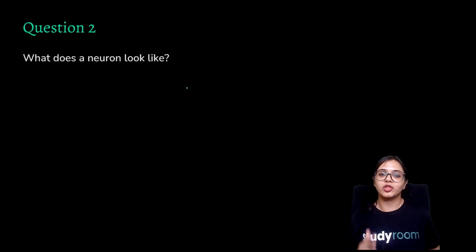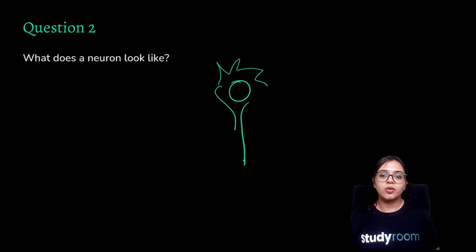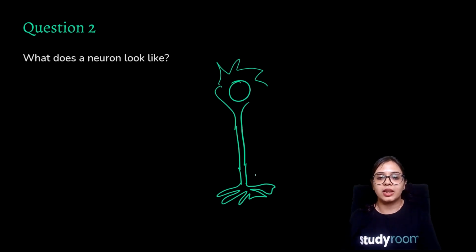What does a neuron look like? We just had a look at the structure of a neuron. A neuron looks like a tiny plant-like structure. It has hair-like dendrites, then a cell body, then a long axon. I'm drawing a very rough diagram over here, please excuse my drawing. And this axon ends in another tapering end, which we know as the axon terminals.